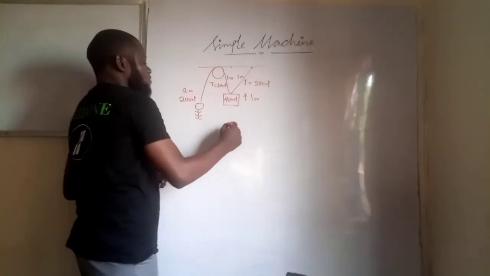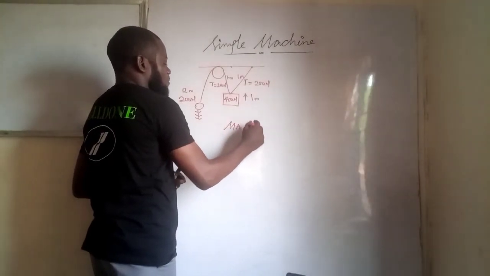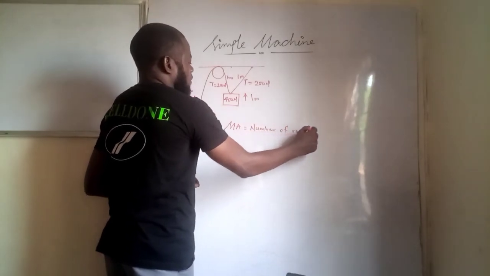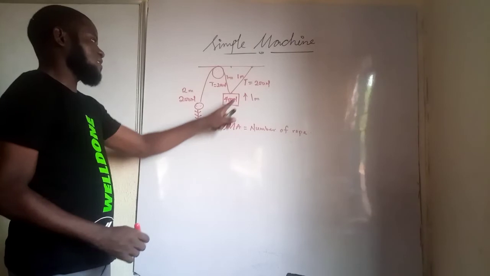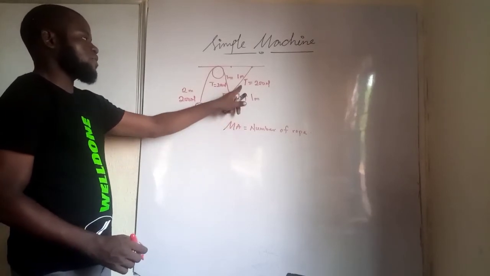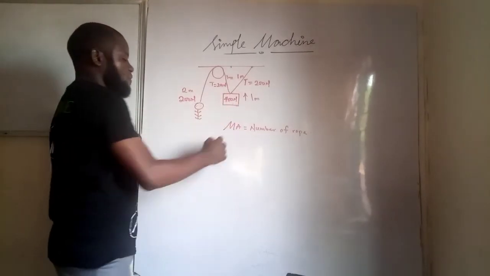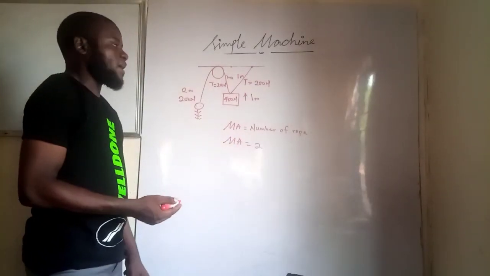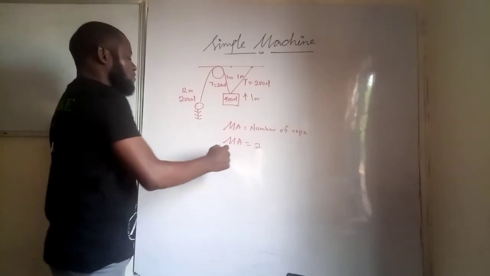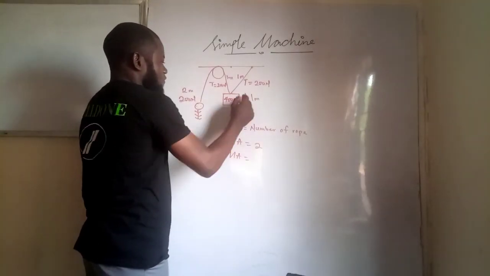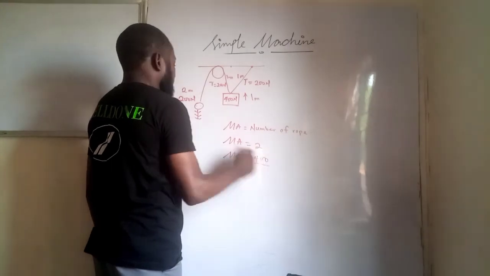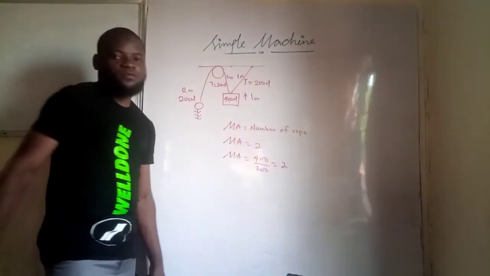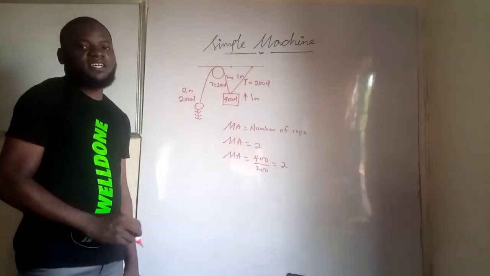Cool. The mechanical advantage is equal to the number of rope. So if I want to know the mechanical advantage, I'll just count the number of rope I have, which is 1, 2. So the mechanical advantage is equal to 2. If I don't want to go by that, I can say my mechanical advantage is the force output, which is 400 Newton, divided by the force input, and that will also give us 2. Do we understand this now?